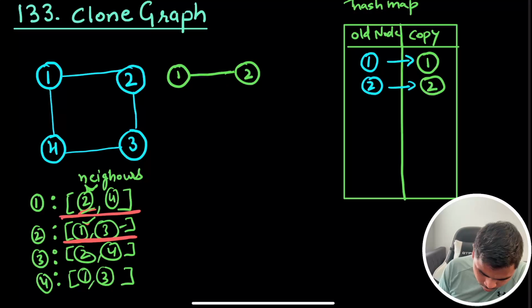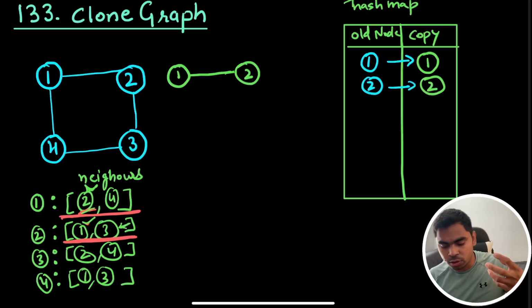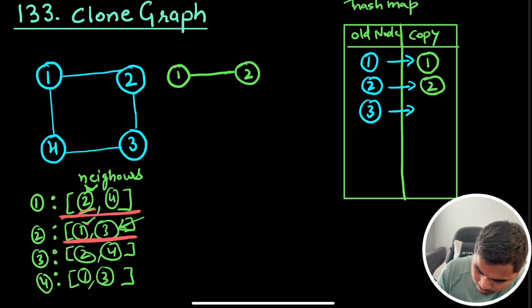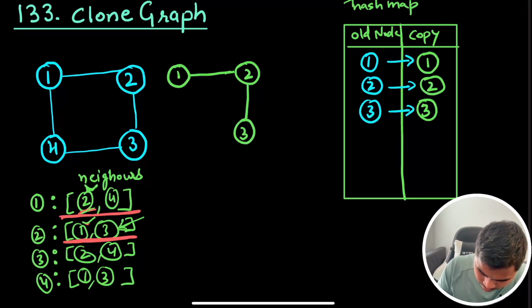Now there is another node, 3. I'm only visiting nodes when I see that they are not present in my hash map. So I see 3 now. 3 is the node that I'll be visiting. It's not present in my hash map, so I'll create a copy and add that to my hash map. So 3 is added now. Since it's the neighbor of 2 in the old graph, I'll add 3 to 2's neighbors.